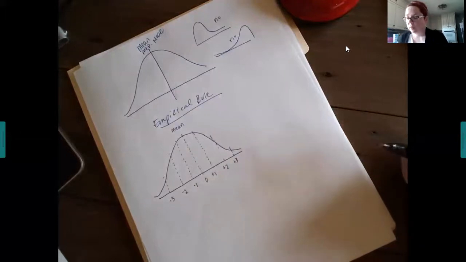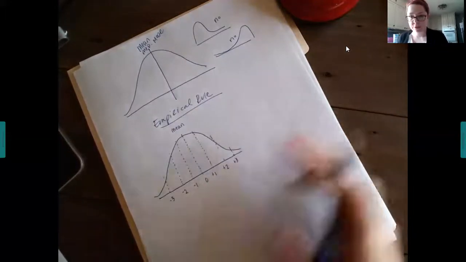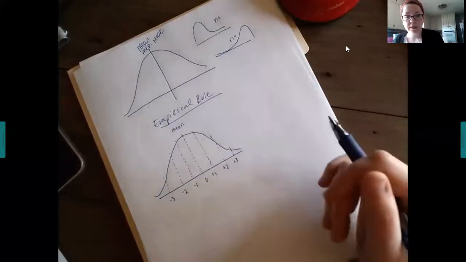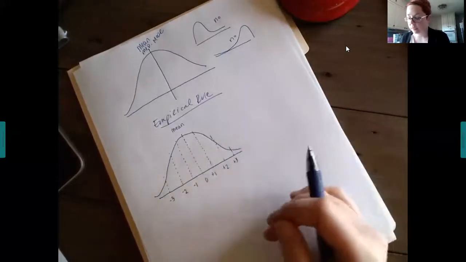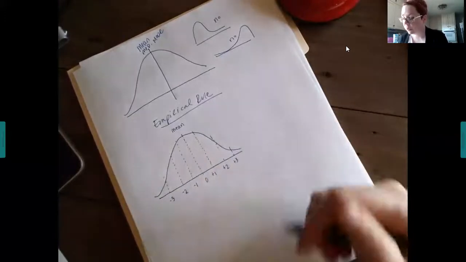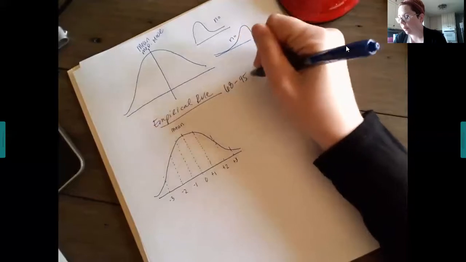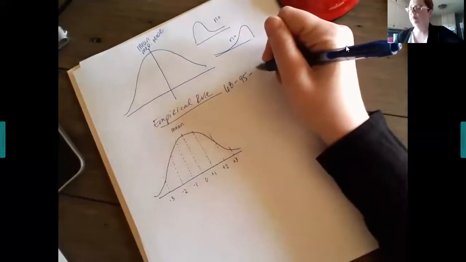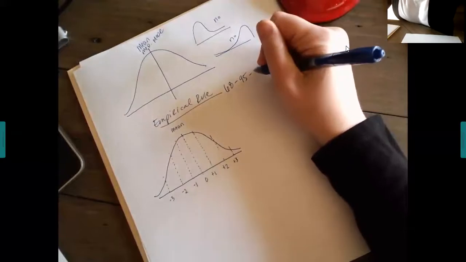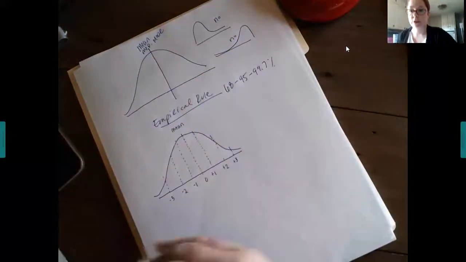Okay, so what this means is that if we have set values, 1, 2, 3, we can get answers to probabilities using this data, because there's a set rule. So the empirical rule is also referred to as a 68, 95, 99.7. I knew that. Sorry about that.